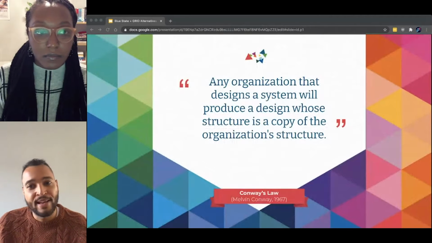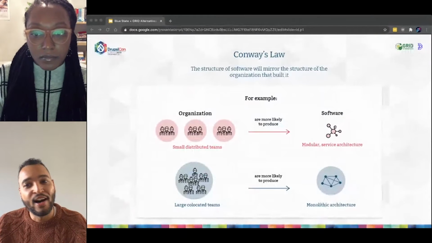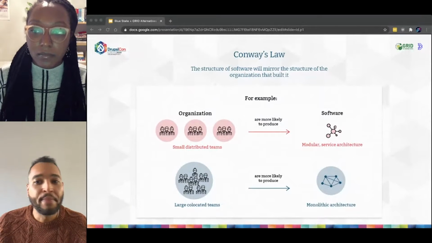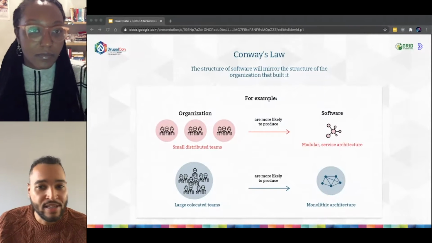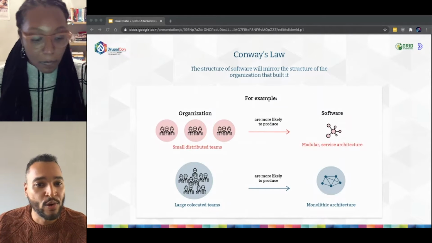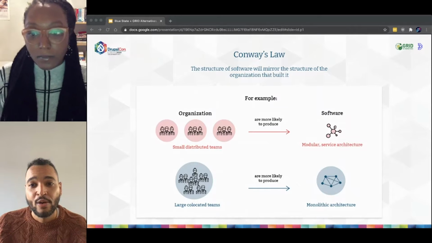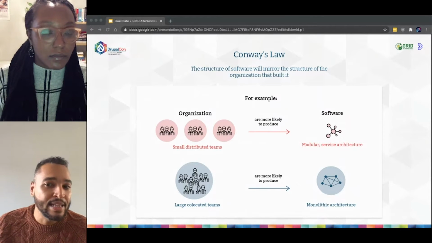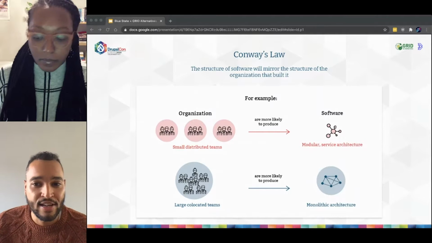And we see this play out often in modern software, as shown on this slide. A company made up of small distributed teams will usually have a preference for modular, service-oriented architectures, while companies with large co-located teams tend towards building monolithic architectures.